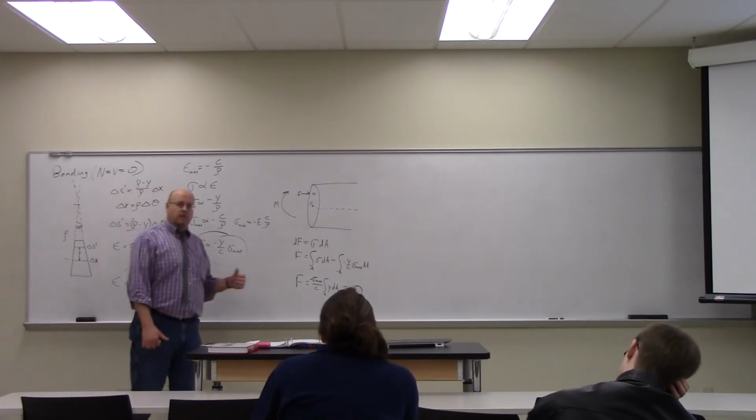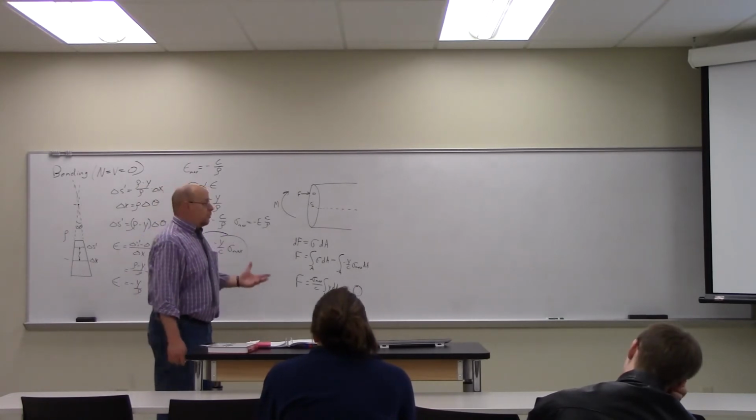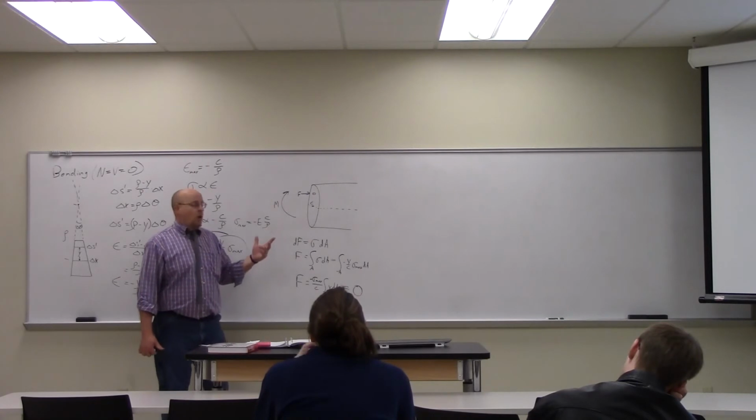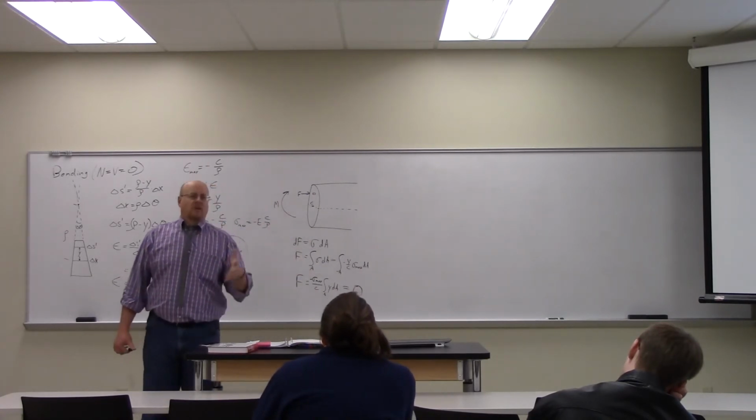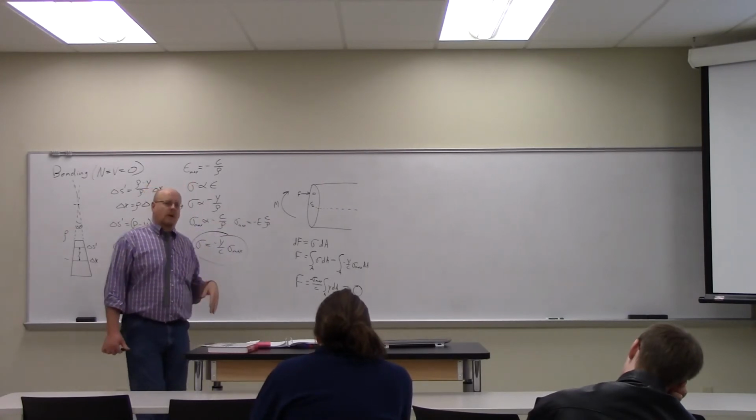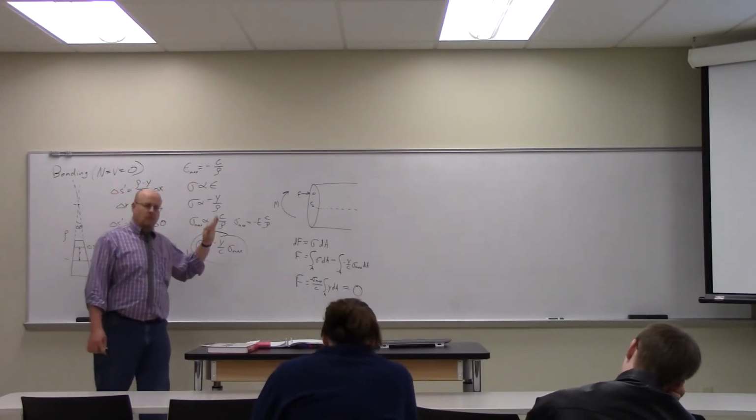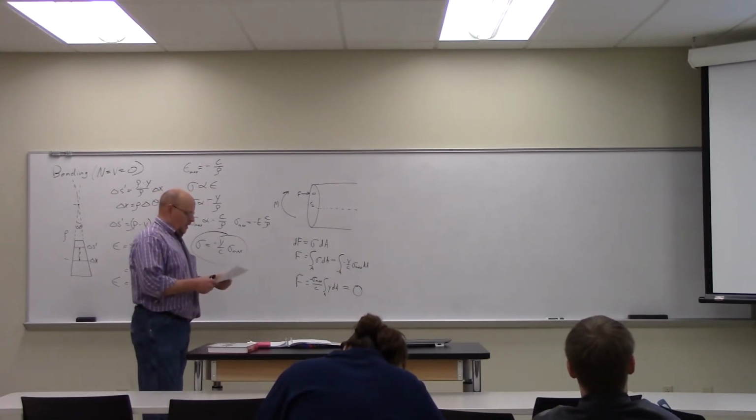Yes? Do we still call it C if it's a triangle? It's still the centroid. Oh, the dimension C? Well, I mean, we still call it C, but it's not the radius. C is the maximum dimension. Okay? But that's okay, just hang with me for a little bit.